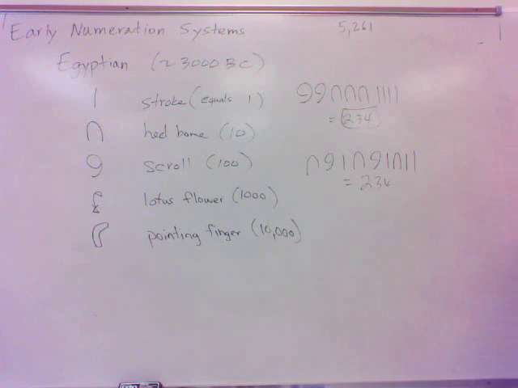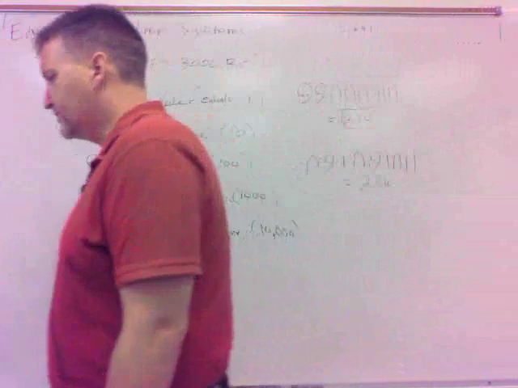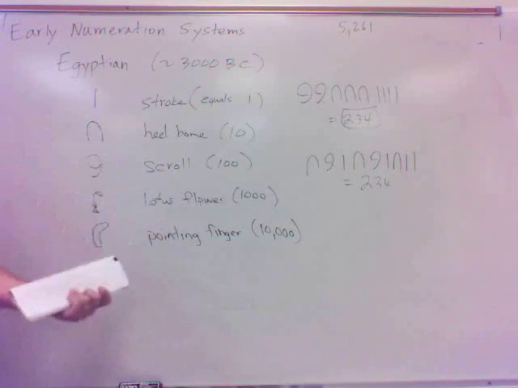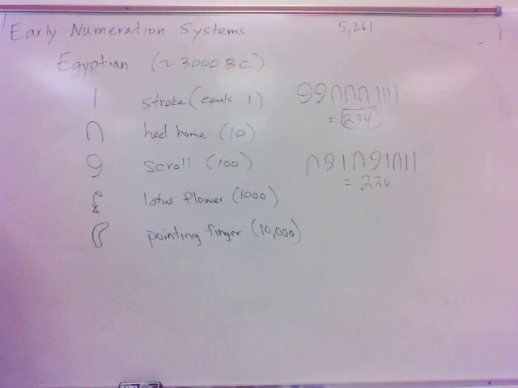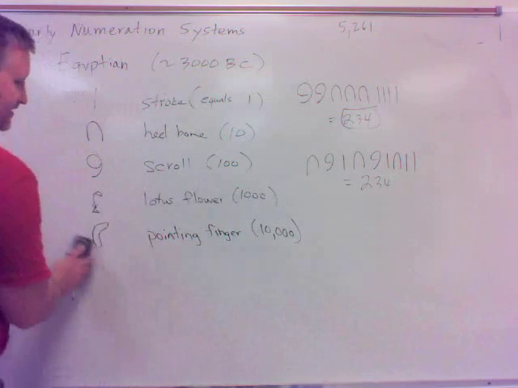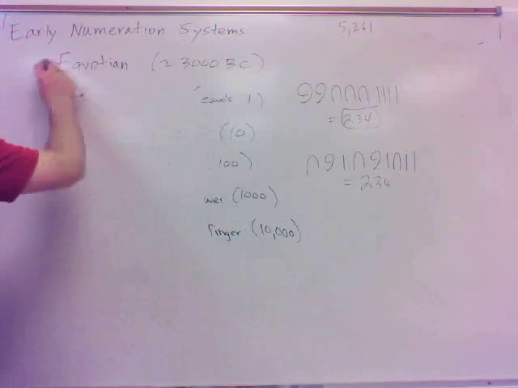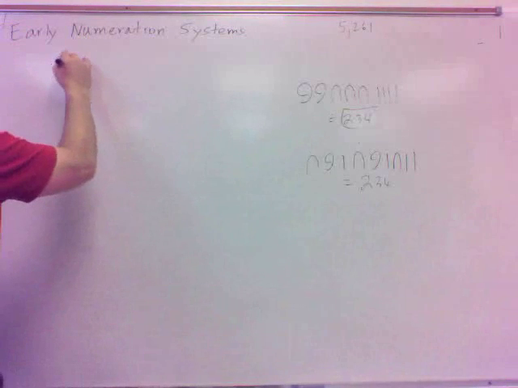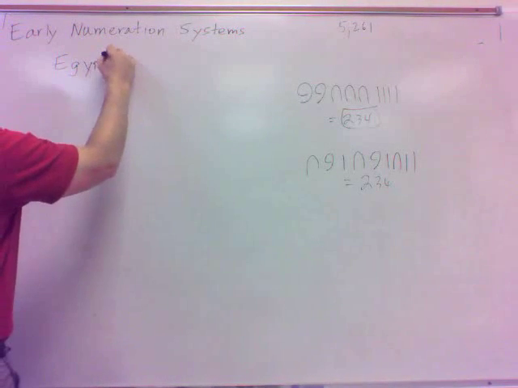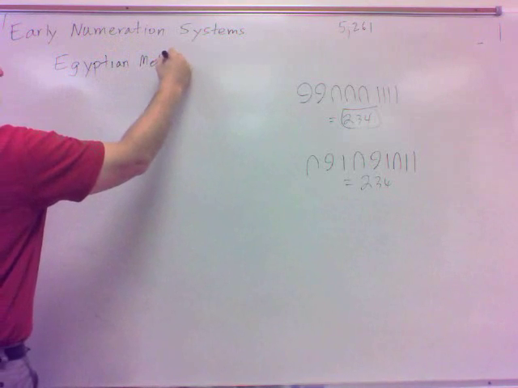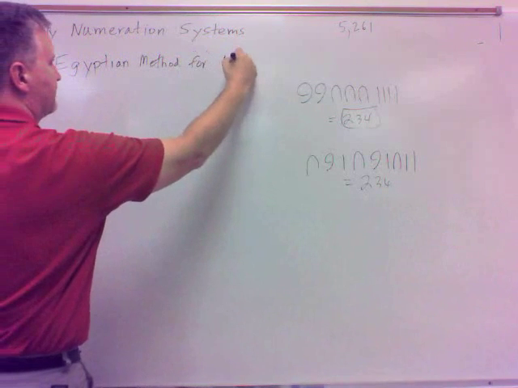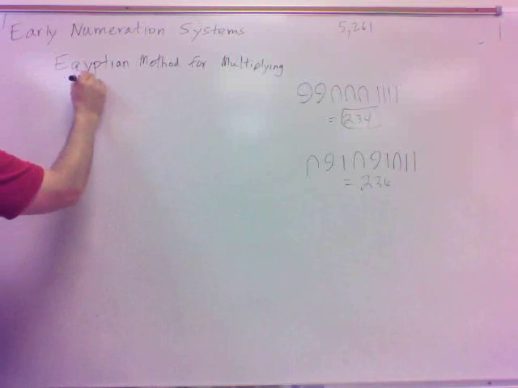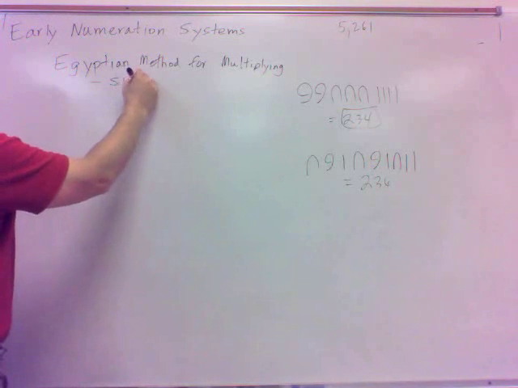One thing I like to point out about the Egyptians was they did have a rather nice way of multiplying. Of course, they didn't have calculators at that time, so they had to devise different ways of calculating. Let me just show you here the Egyptian method of multiplication, or one of them. The Egyptian method for multiplying. We'll also mention it's called successive duplication.